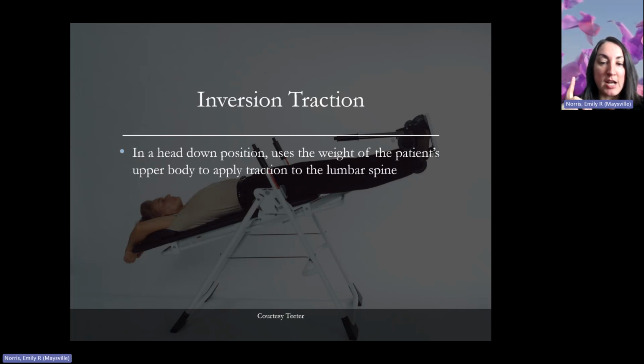When I was looking for this picture, I did see a few pictures where the machine is built so that you are in more of a flexed position with the hips flexed to 90 degrees, which then, of course, would be more specific to your thoracic spine. But in this position, it's more for your lumbar spine.